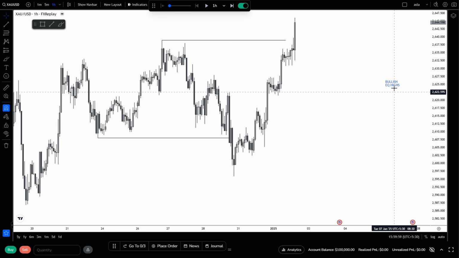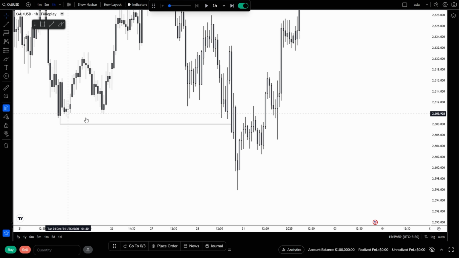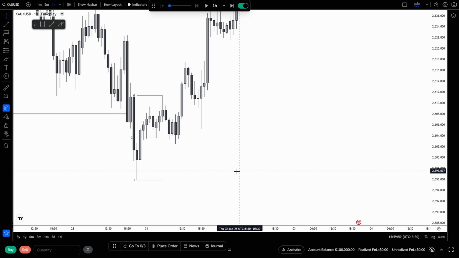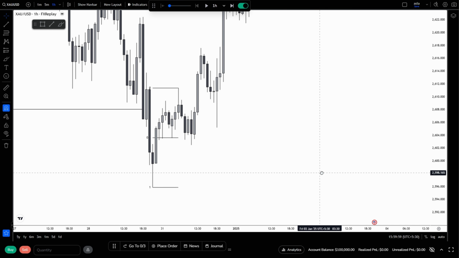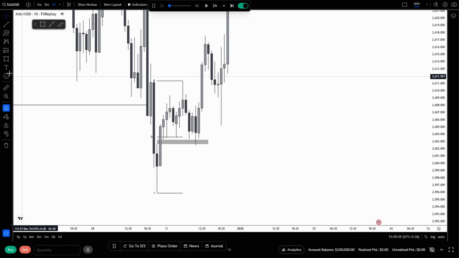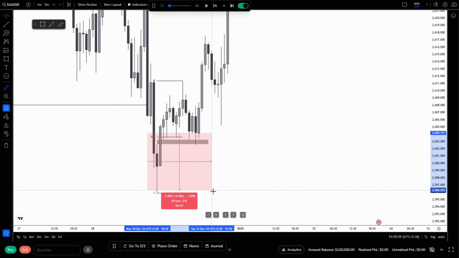After identifying the draw on liquidity, the next step is to define the dealing range. The model marks the first range that forms after the 1-hour sell-side liquidity sweep. This range becomes the reference for determining premium and discount. Once the range is established, the discount and premium zones are clearly marked. Since the draw on liquidity is bullish, the model focuses exclusively on areas located below the discount level.